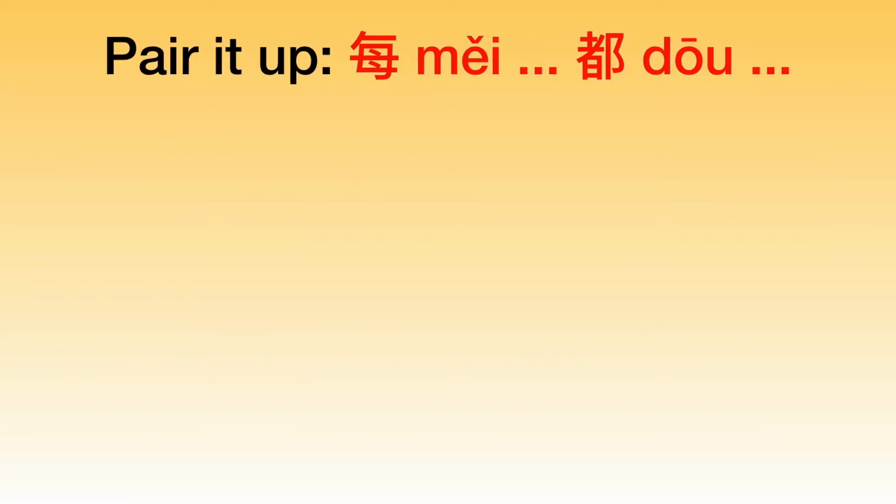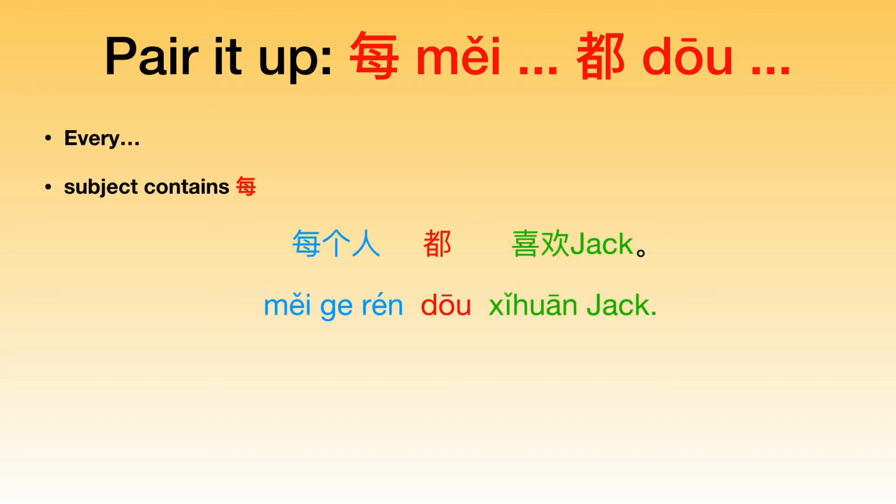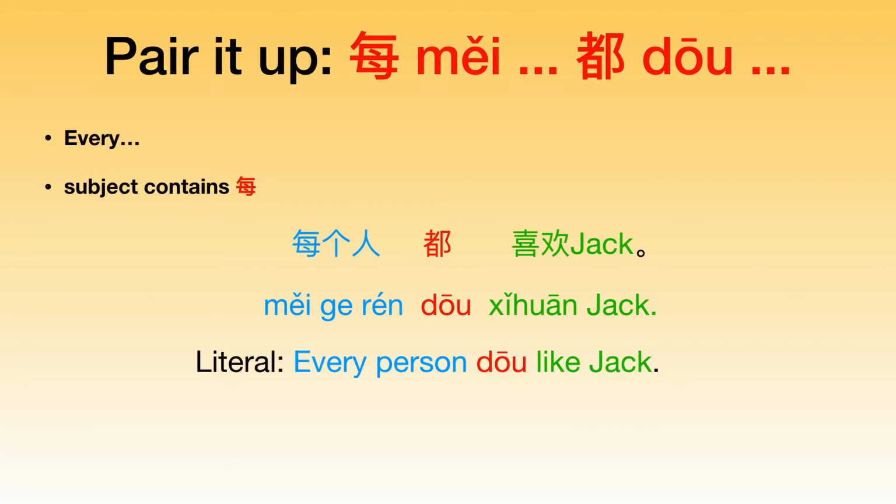So next, let's pair dou up with 每, which means every. So when the subject contains 每, we need to use dou in the sentence. For example, 每个人都喜欢 Jack. Every person dou like Jack. Everyone likes Jack. Oh, thank you. Oh, I don't know what shame is. I'm just, I assumed it. So here, when we use every person in the subject, we use dou before the verb, 喜欢.